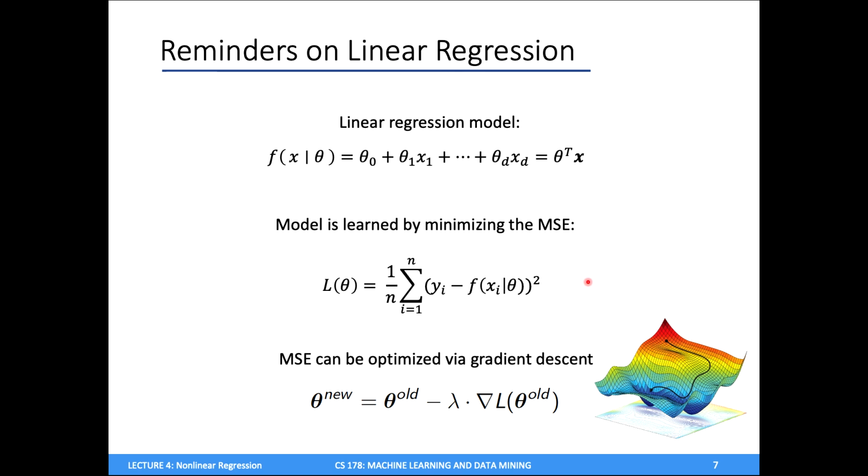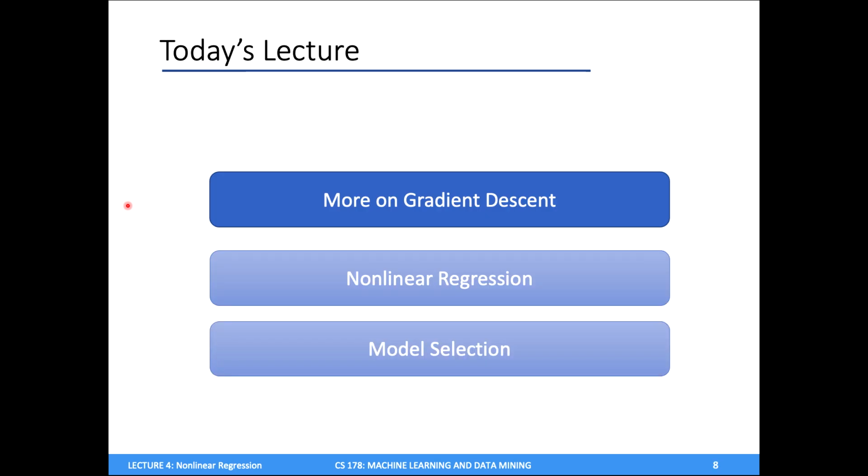And again, physical intuition is really helpful here. We start out our parameters somewhere randomly in parameter space, and roll them downhill on our loss surface. So this is some really great physical intuition to keep in mind for this algorithm. So our first topic in today's lecture is just going to be some more details on gradient descent that we didn't see before.